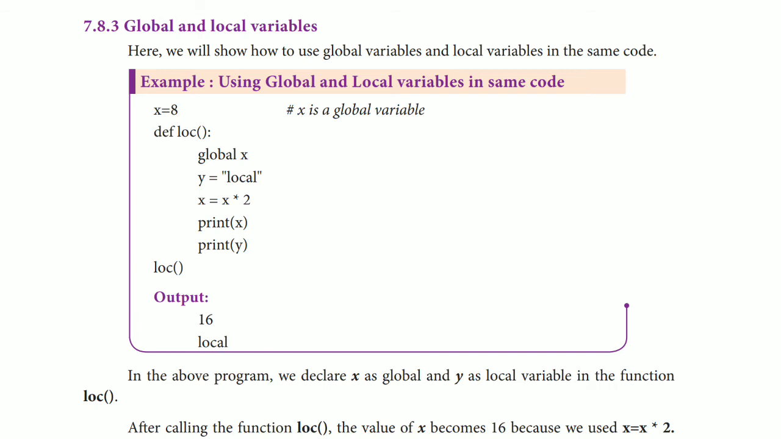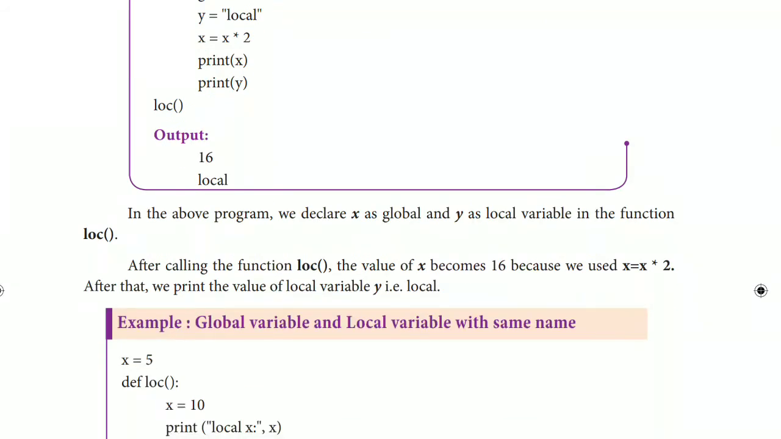Now the value of x is printed and the value of y is also printed. So you can see the value of x is 16 and value of y is local. In the above program, we declared x as global and y as local in the function. After calling the function local, the value of x becomes 16 because we have used x is equal to x into 2, and after that we print the value of local variable y, that is local.